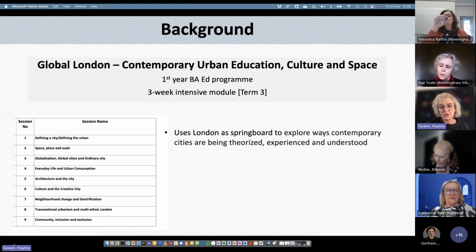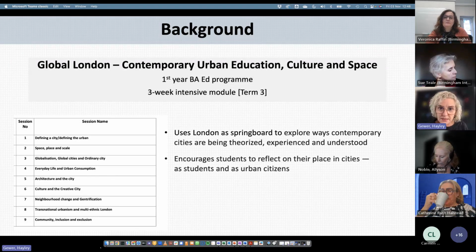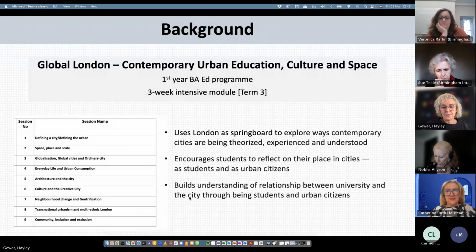And the aim of the module is to use London as a springboard to explore ways that contemporary cities are theorized, experienced, and understood. The module aims to encourage students to reflect on their place in cities as students and as urban citizens. It also aims to build understanding of the relationship between the university and the city, looking at the bridge between the institution and the urban.